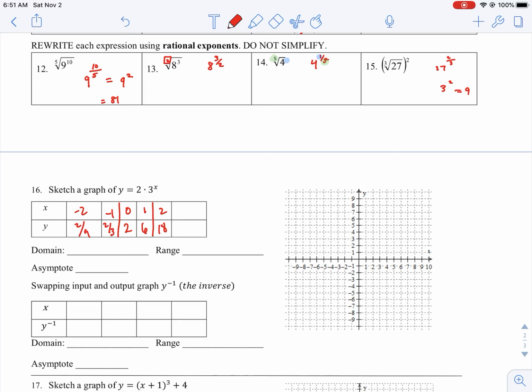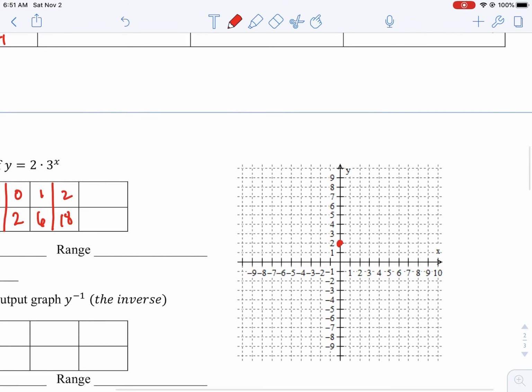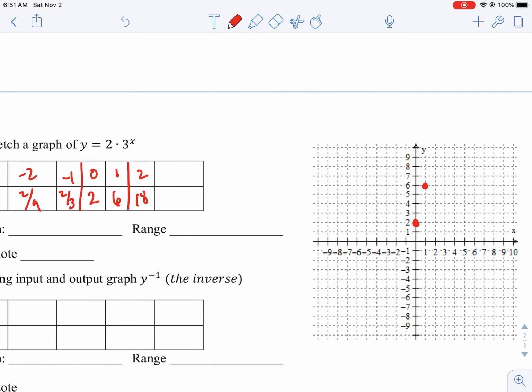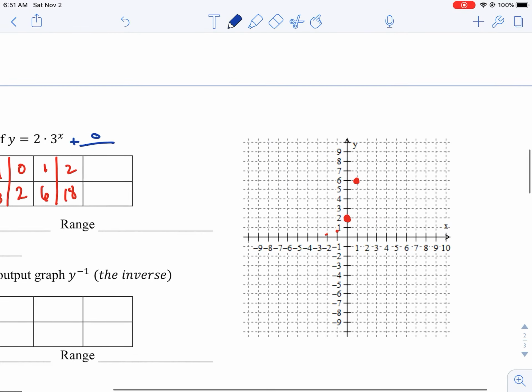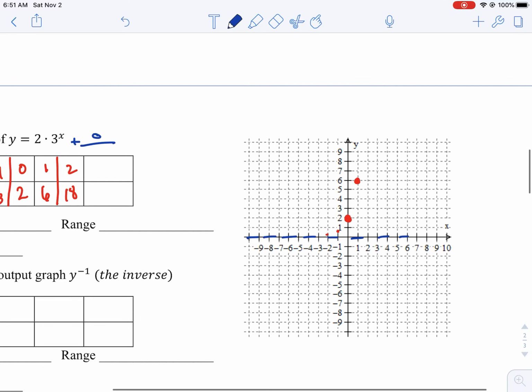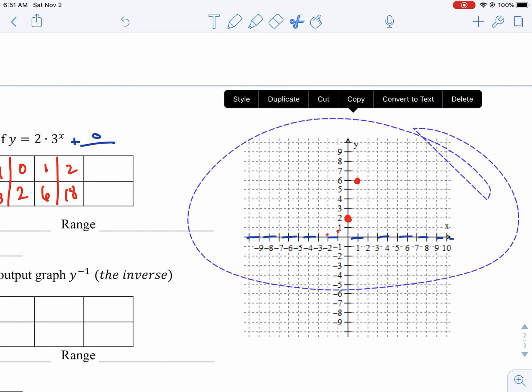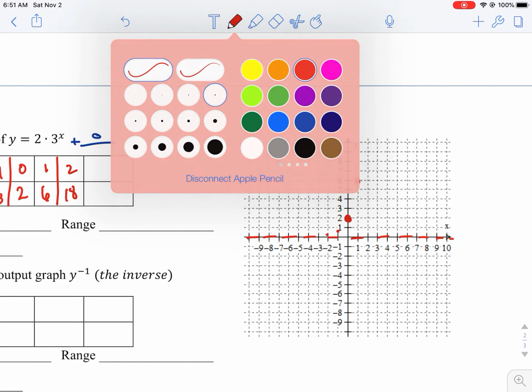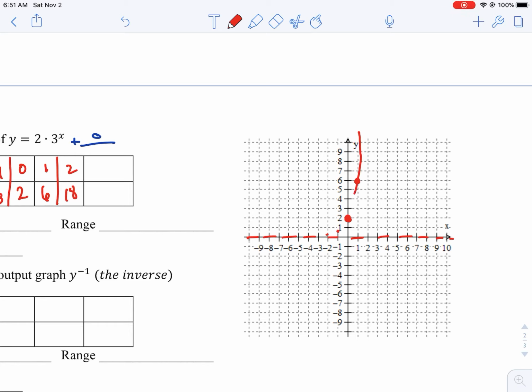So we'll graph this. 0, 2, 1, 6. 2, 18 is way up there, so we won't graph it. Negative 1, 2/3. And then negative 2, 2/9. Remember our asymptote, because we have no plus anything, plus 0, it's at y equals that. And then our line, did it ever touch that 0?